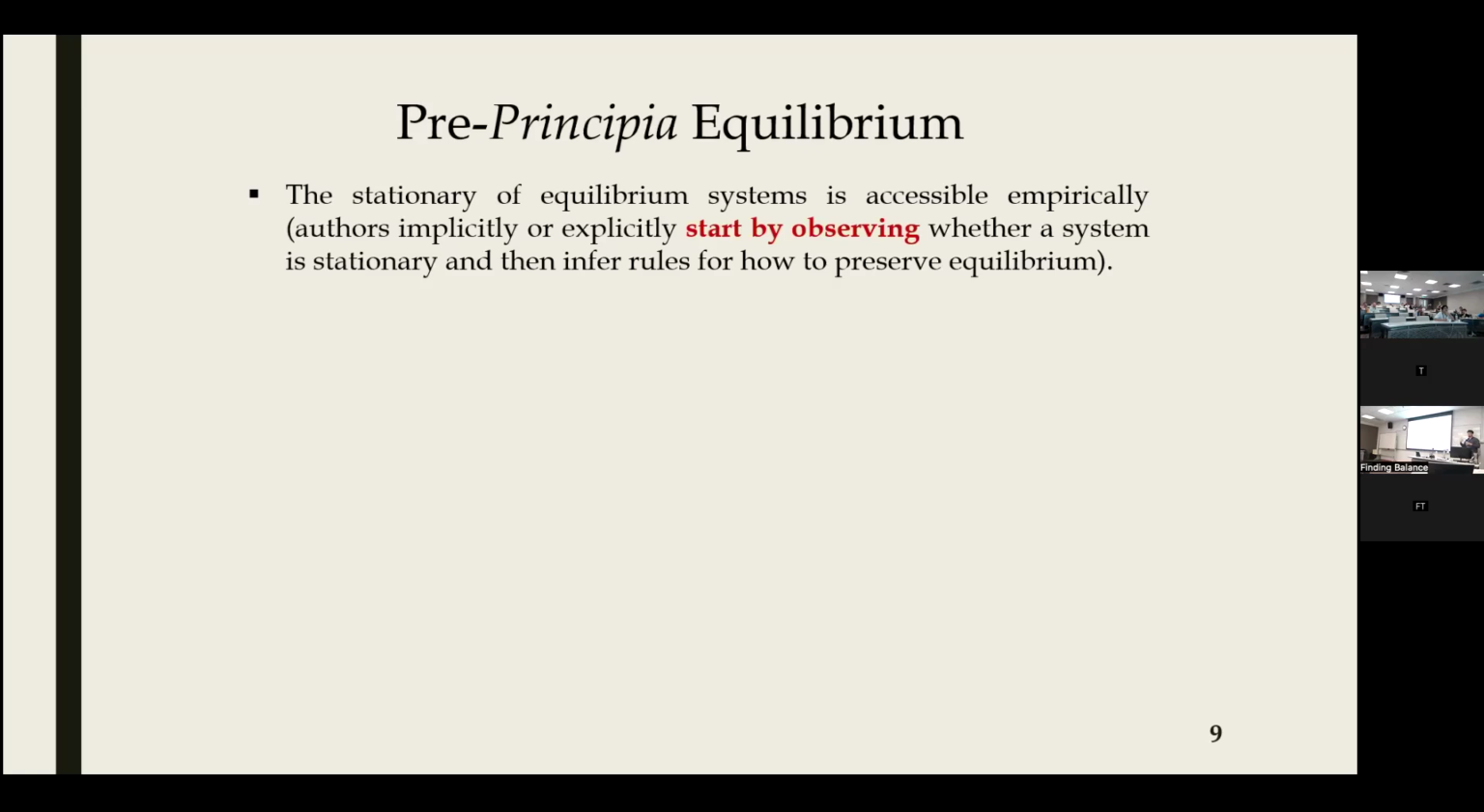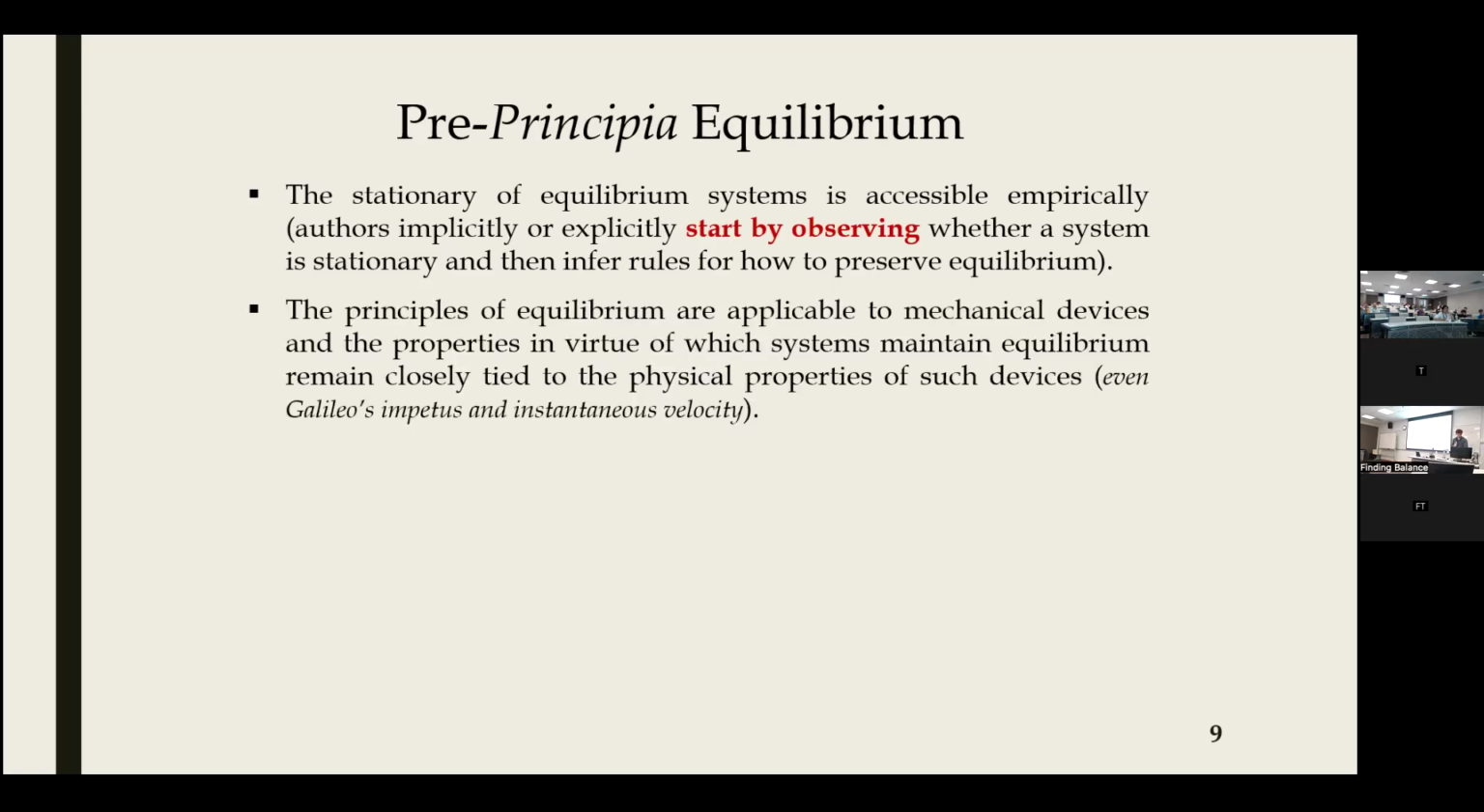There are some common features of all of these applications, even the kinematic ones. The stationarity that we require for equilibrium is generally accessible empirically to us, right? We can look at a system and see whether there is equilibrium or not, whether the balance moves or not, whether the ball rolls down the inclined plane, et cetera. And then we can infer rules for how or whether that equilibrium is preserved.